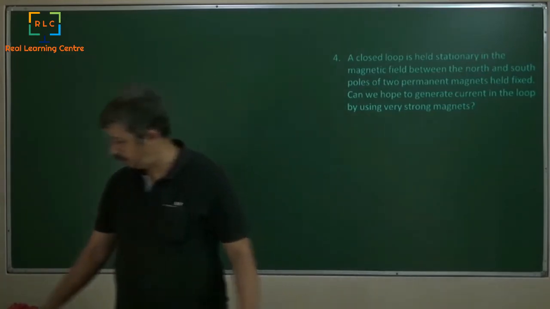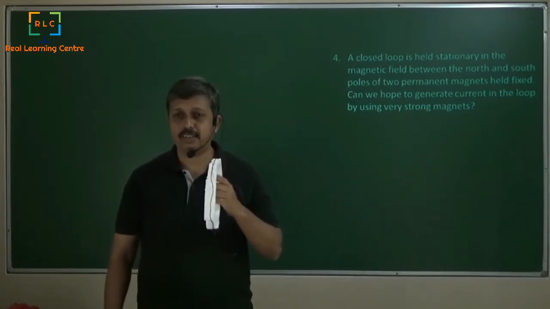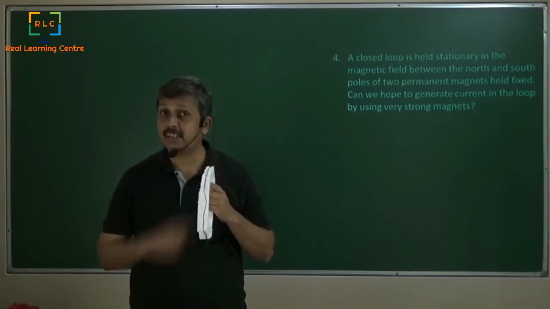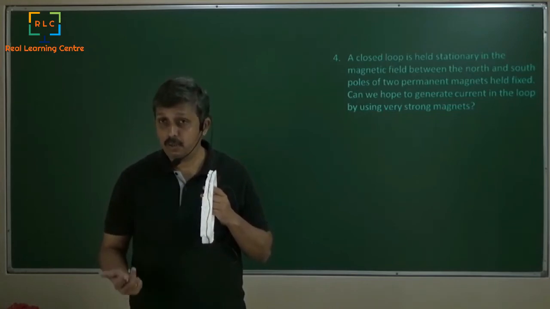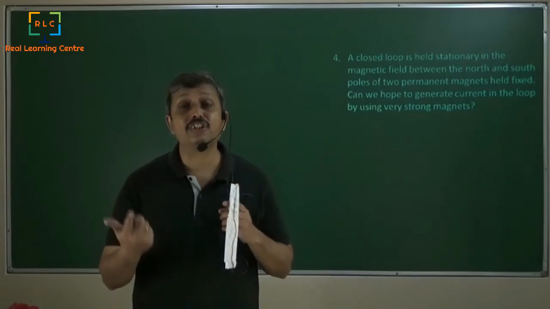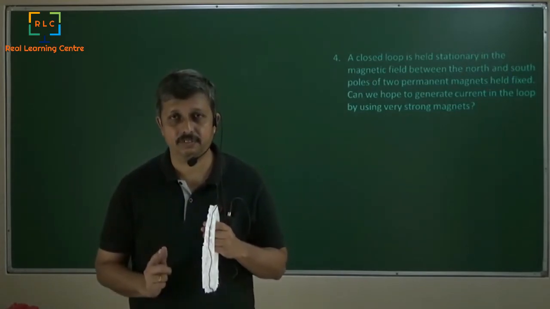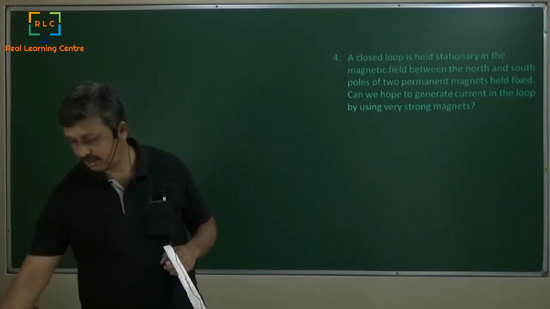So you just take a closed loop, this side on a magnet, this side on a magnet, very powerful magnets. You hold it here. Will it generate electricity in this, because the magnets are very powerful? No. We said that however powerful it is, unless it is changing, it doesn't generate any electricity. So the answer is no, we can't hope for that.